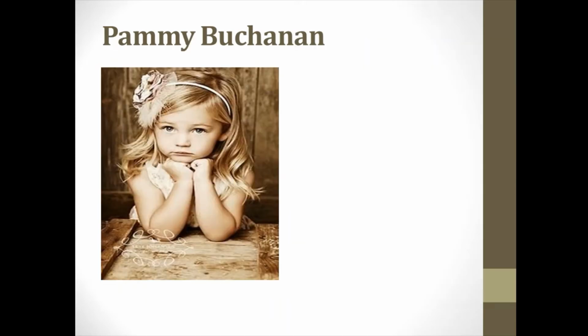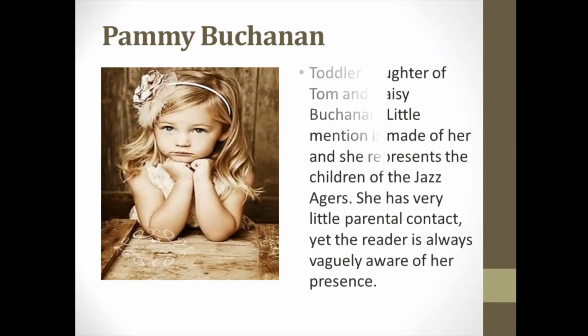indiscretions. Pammy Buchanan is the toddler daughter of Tom and Daisy Buchanan. Little mention is made of her, and she represents the children of the Jazz Age. She has very little parental contact, yet the reader is always vaguely aware of her presence. However, we see that her character is symbolic because she is the only visible token of Daisy's marriage with Tom, who works as a hindrance to Gatsby's dream to start everything afresh. Because of Pammy, Gatsby cannot easily erase the past 4 years from his life, that is, Daisy's life.